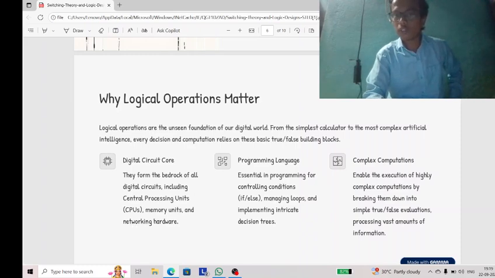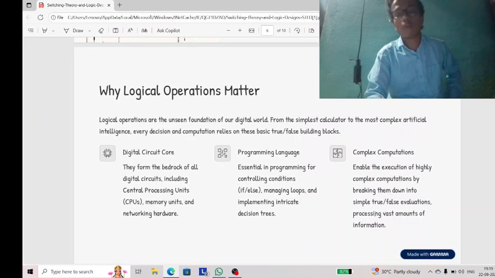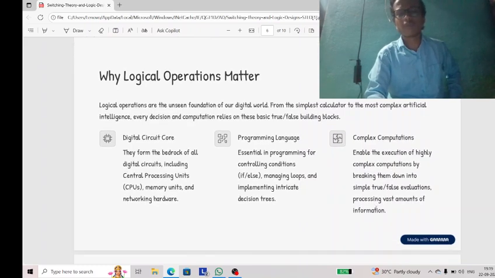And the second module is programming languages, essential in programming for controlling conditions like if-else, managing loops and loop conditions, and implementing intricate decision trees. And the third module is complex computations. Complex computations enable the execution of highly complex computations by breaking them down into simple true/false evaluations, processing vast amounts of information.